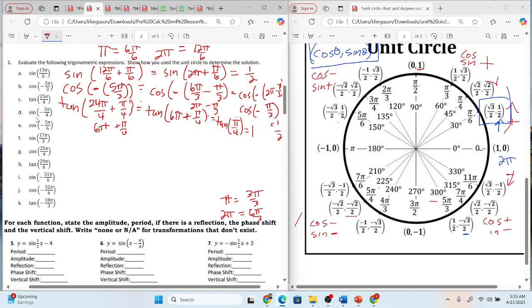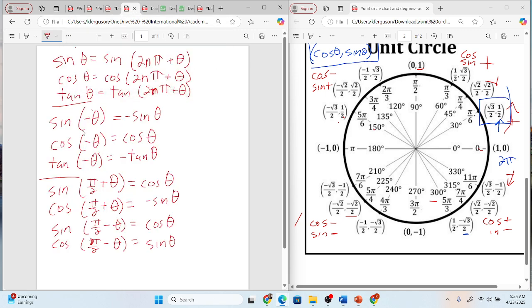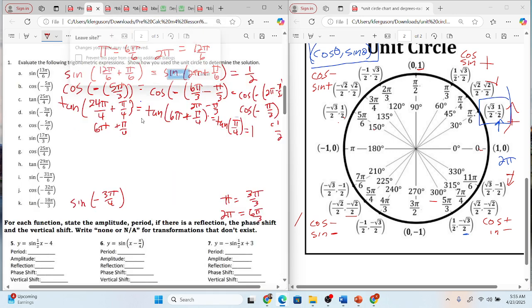So let's see. What's next? Sine of negative 3 pi over 4. Well, if I go back, I know that sine of negative theta is negative sine of theta. So I can change this to negative sine of 3 pi over 4. So what does that translate to, though?